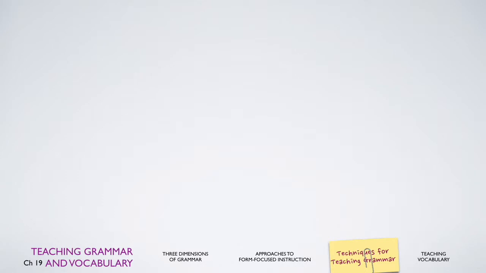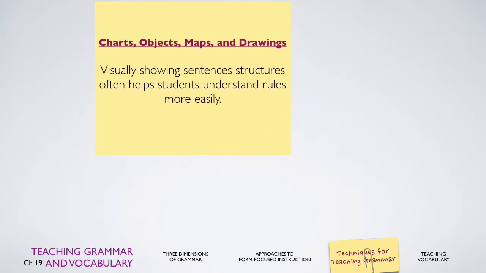Well, now that we've looked at the ideas behind grammar instruction, let's look at how we can teach it in the classroom. Our textbook gives us 6 techniques for us to consider. First, we have charts, objects, maps, and drawing. By making the patterns of language simple to see, students will often be able to notice the differences in sentence structures and create their own ways of remembering the rules.